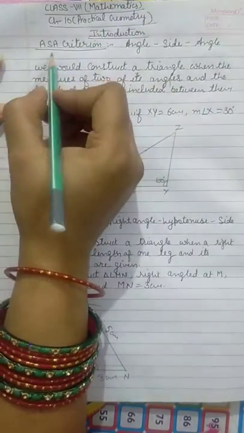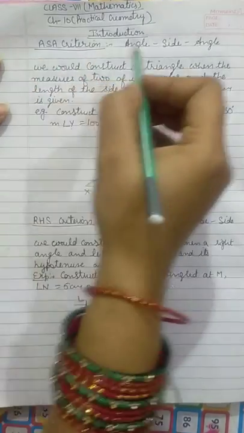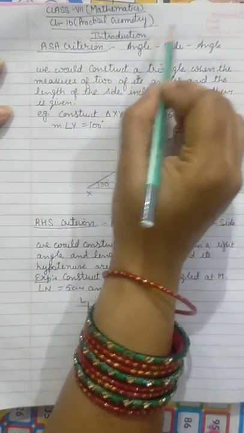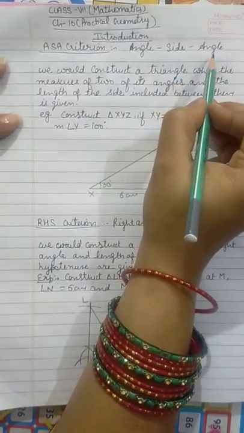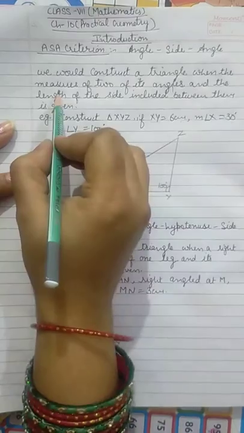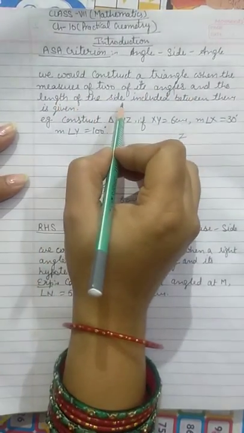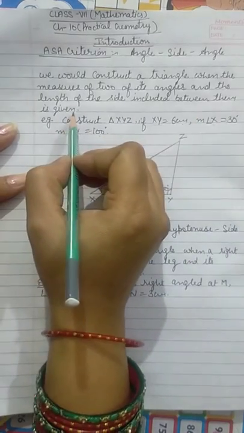So here the criteria is ASA, that means angle, side, angle. It means to say here the side will be in between the given angles. We could construct a triangle when the measures of two of its angles and the length of the side included between them is given.